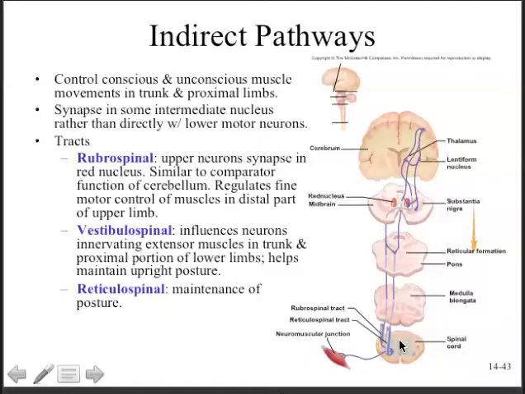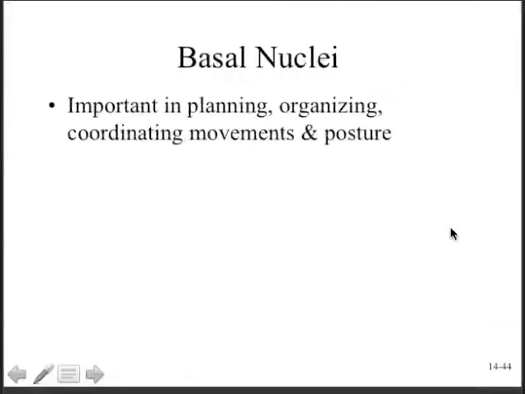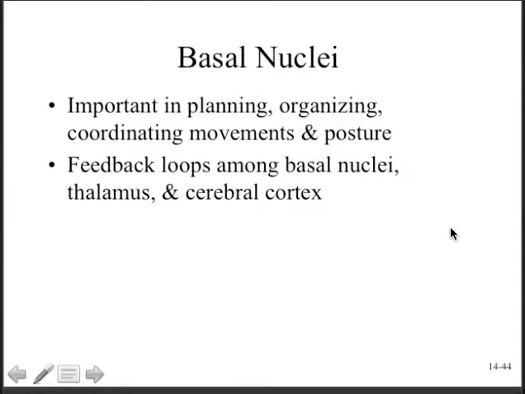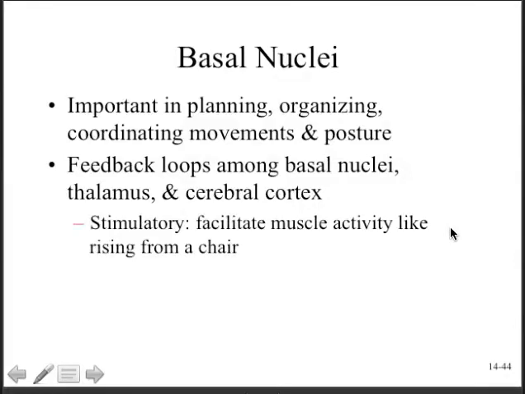Notice also the involvement of the basal nuclei, right? The lentiform nuclei here, which are involved in processing a lot of this information as well. The basal nuclei are important in planning, organizing, and coordinating movement and posture. They have feedback loops among the basal nuclei, the thalamus, and the cerebral cortex. So these all sort of talk to each other, and they edit our outgoing motor commands again, so that our intentions match our actions.